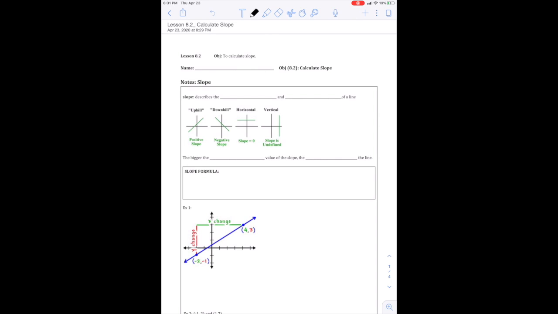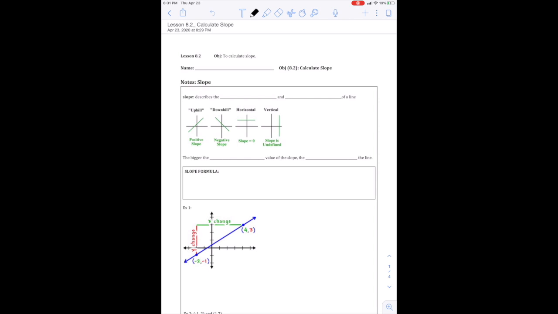Today is lesson 8.2. As I said, we're going to begin going back through linear equations, inequalities, and systems over the next couple of weeks until the end of the school year. So today we're going to remind ourselves about calculating slope. Again, these notes are not brand new. This is work that we did at the beginning of the year.